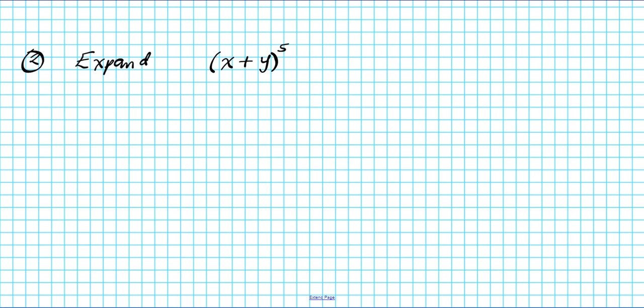So the method I'm going to be using is Pascal's triangle. You can do this by writing down 5 x plus y's and then distributing them 2 at a time. That will take you a long time and it's very inefficient, and the odds of making errors is pretty high. Okay, so the best way to expand binomials of higher degrees is to use Pascal's triangle. So let's go ahead and set up Pascal's triangle.